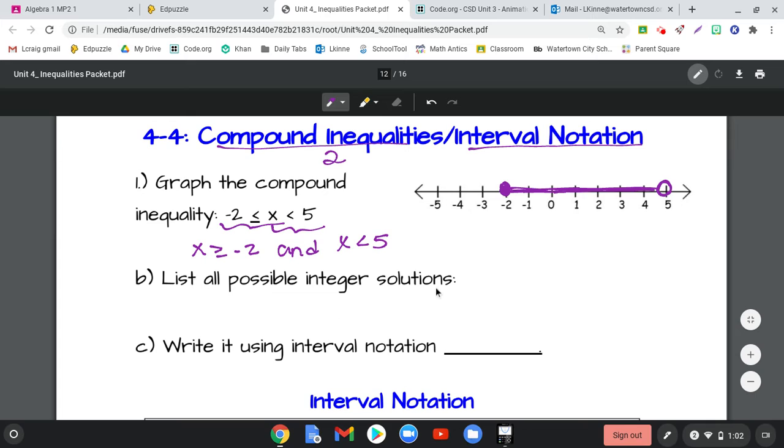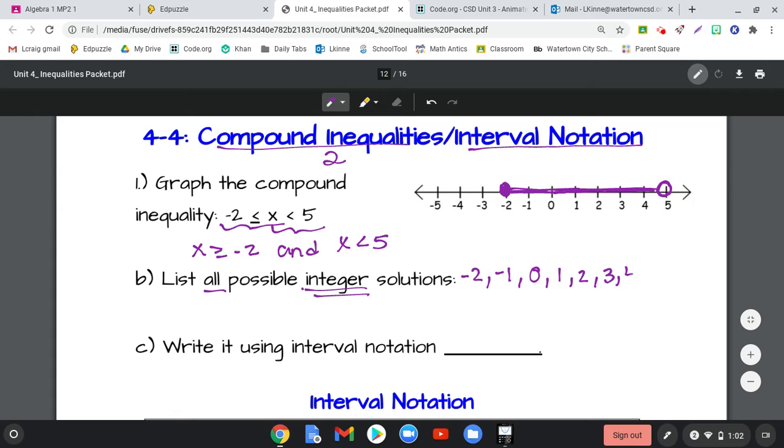It says list all possible integer solutions. Remember, those are just the whole numbers that are on the number line, no decimals. So -2 is part of the solution because of the equal. -1, 0, 1, 2, 3, and 4. Not 5 though, because it's not shaded.